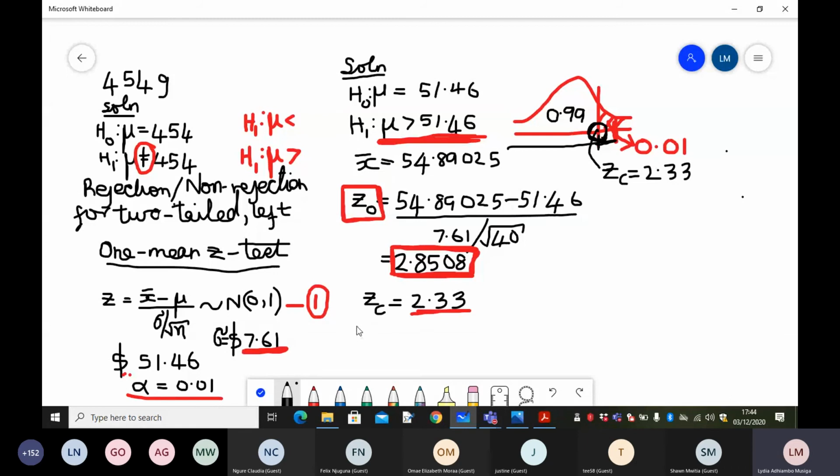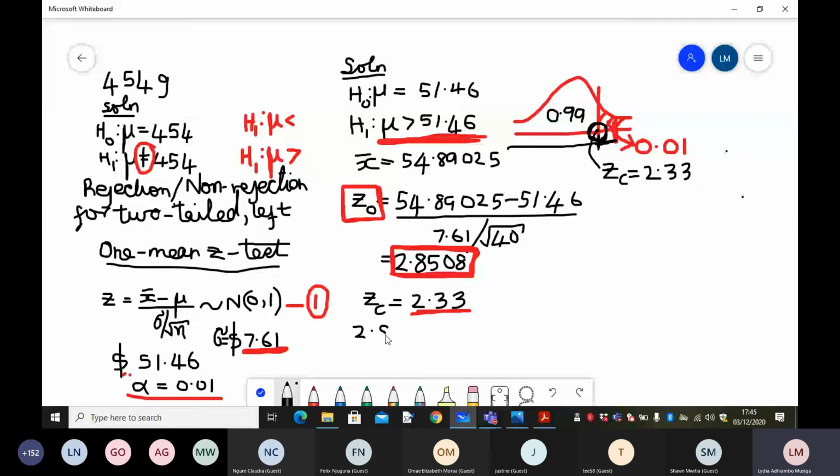So we write that 2.8508 falls in the rejection region. Of course, you write that in full. So we write that 2.8508 falls in the rejection region. So what? So we reject H naught.